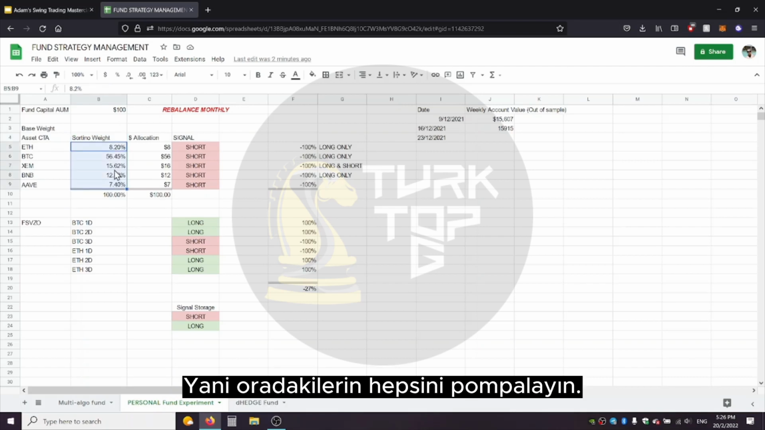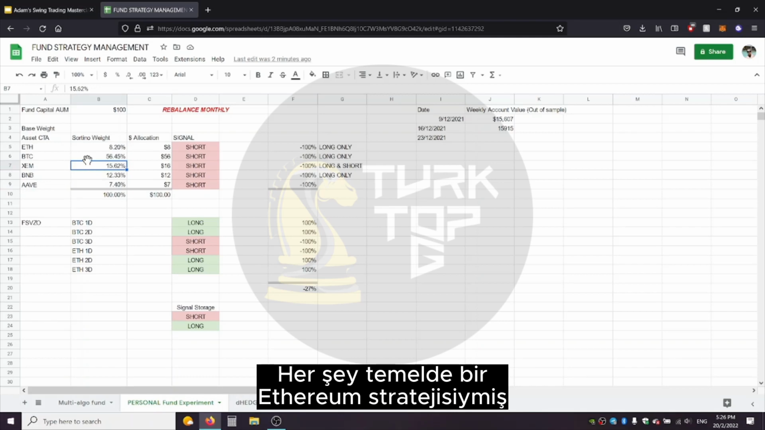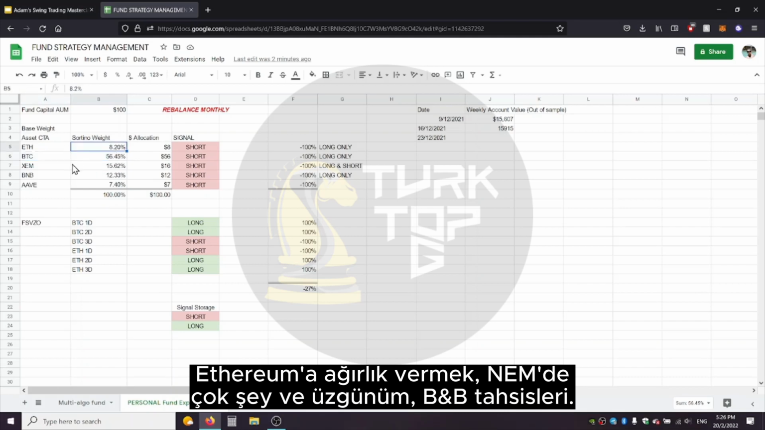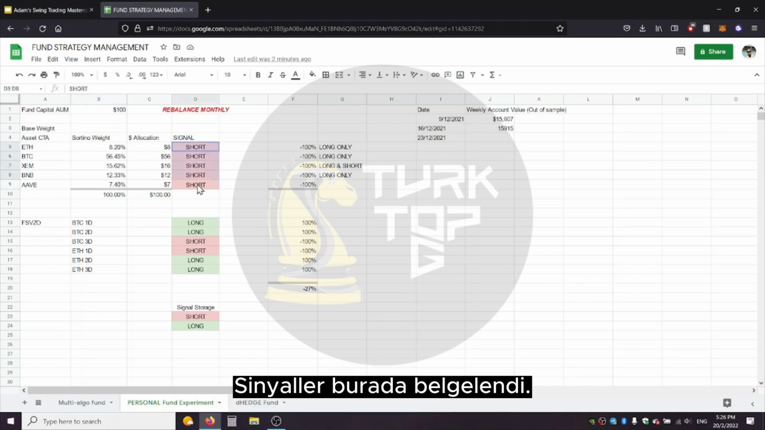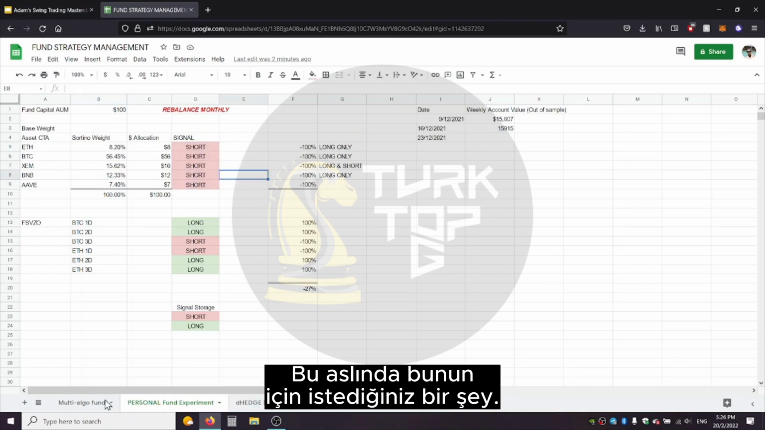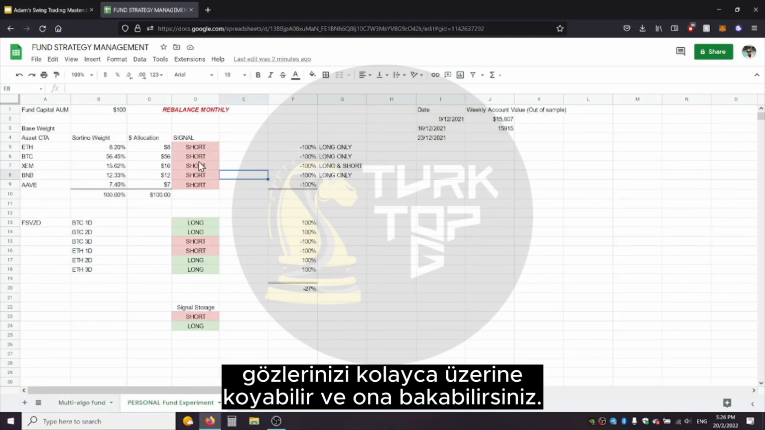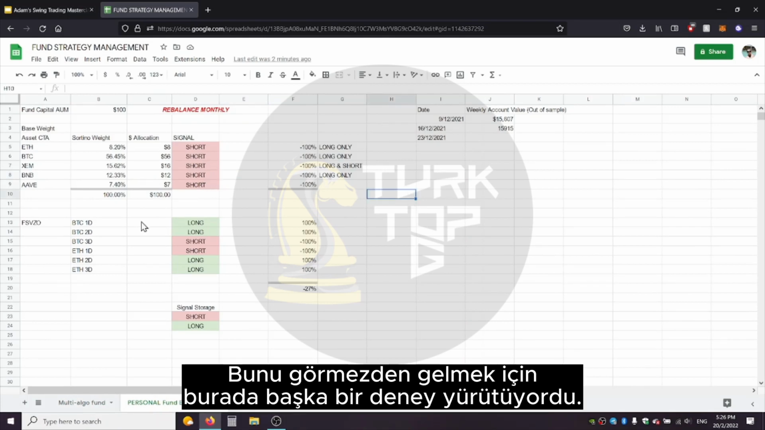So I pumped all those in there. You can see how weird some of the weightings are. The whole thing was basically a Bitcoin strategy, with very little weighting on Ethereum and a lot in NEM and BNB. Allocations, and I had the signals all documented in here. That's actually something you'll want over here: incorporating your signals so that you can easily put your eyeballs over it and look at that. It was running just another experiment down here. Just ignore that.